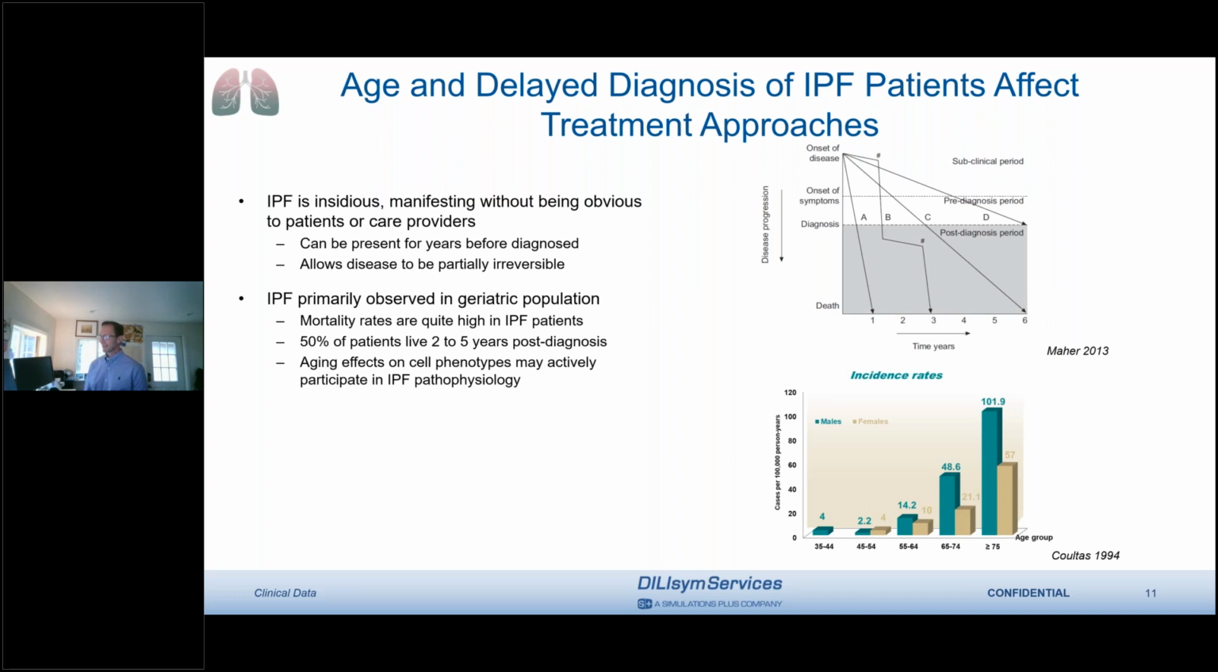And so that makes it again one of those diseases where we want to apply effective treatment as soon as possible. It is also, by and large, a disease of the aged. If you look at the data from the Coultas 1994 paper, these are really patients who are north of 50, and the older you get, the greater the proportion of patients who have IPF. It's also, I think, obvious in this that males tend to be diagnosed with IPF more so than females as well.